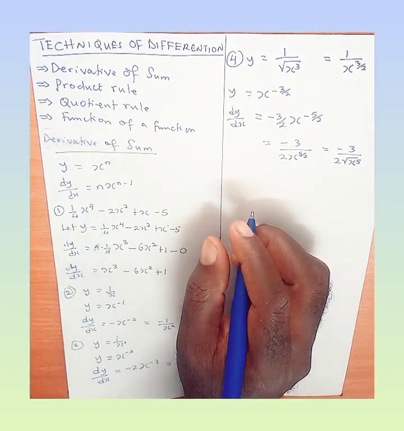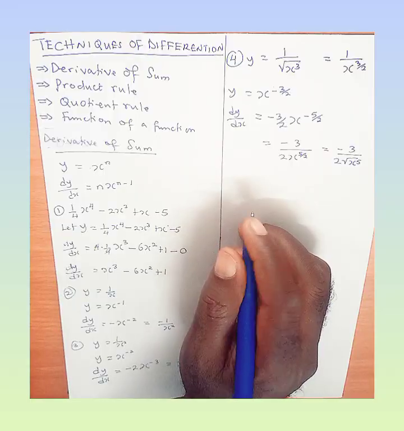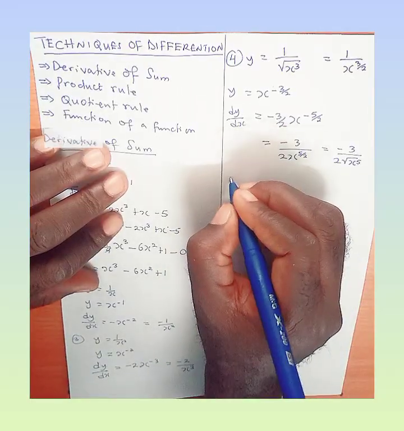Now, this is where I'm going to stop giving examples on differentiation of sum. Now, let's go to the second technique, which is product rule.